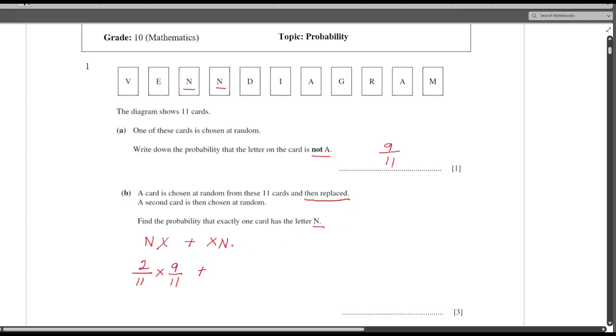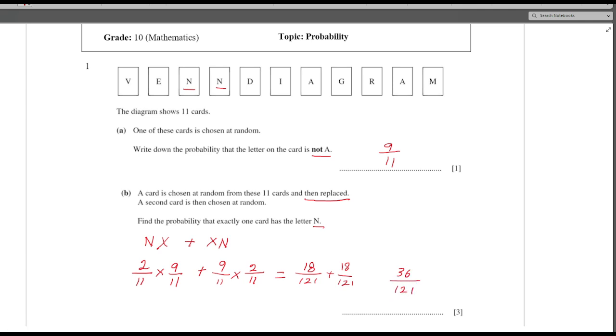Plus I have one more option: my first card is any other card not with letter N, so that will be 9 upon 11. Then because of replacement, the total number of cards will remain the same, and the second card having letter N will be 2 divided by 11. So here your answer will be 9 times 2, 18, 18 divided by 121, plus 18 divided by 121, which gives you 36 divided by 121. So here the answer is 36 divided by 121.